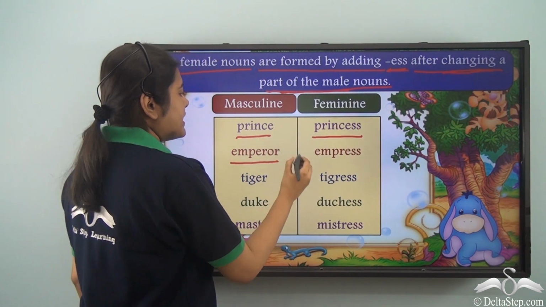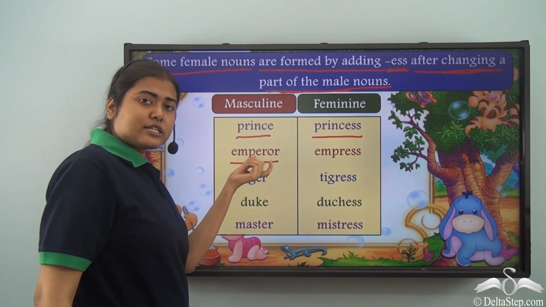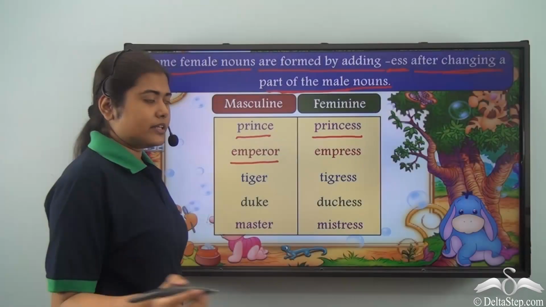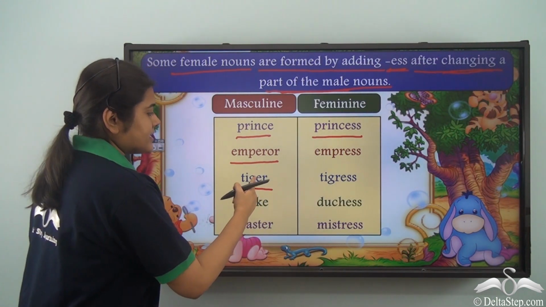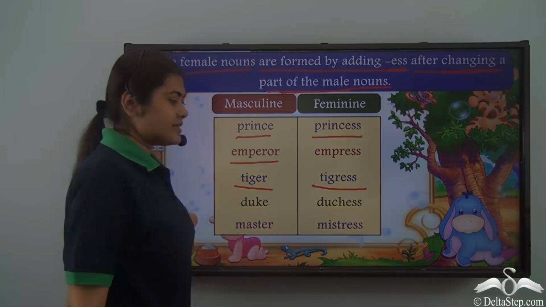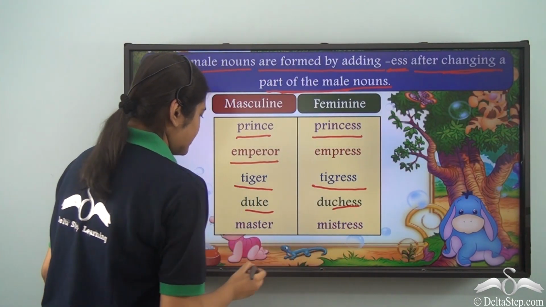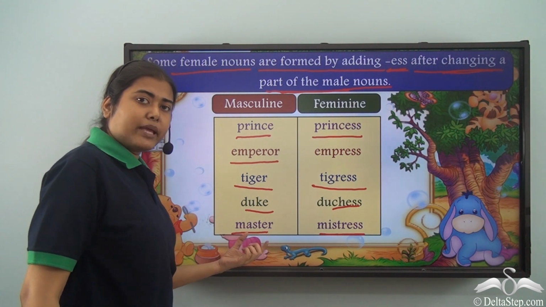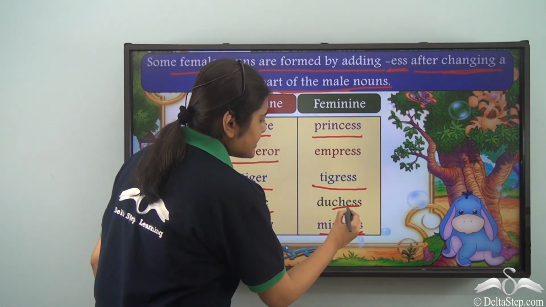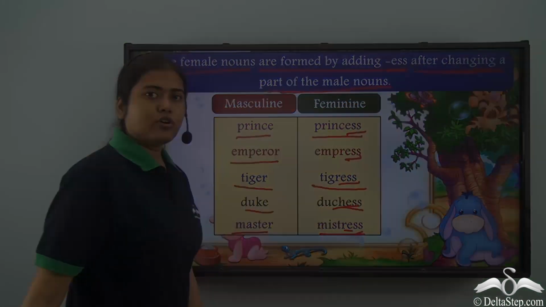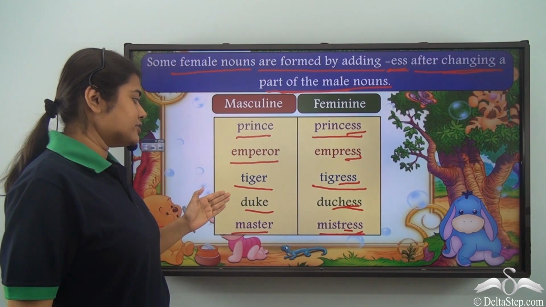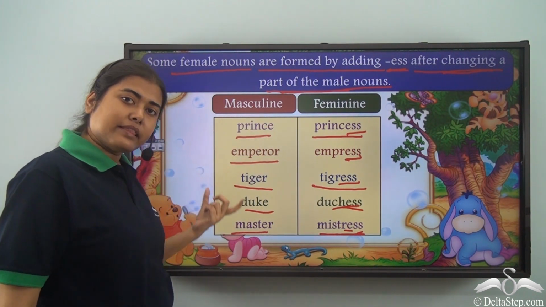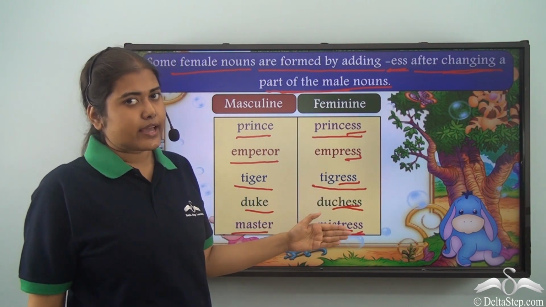In case of emperor, it becomes empress. So you see that this last part of this word emperor undergoes a change and then we have ESS at the end. Similarly, in case of tiger, you will notice that this E has been removed and then we have added an ESS. So duke becomes duchess, master becomes mistress, and in all these cases you see a part of the male noun is changed and then we add an ESS at the end. So all these nouns, prince, emperor, tiger, duke and master, form their feminine gender by changing a part of the male nouns and then adding ESS at the end.